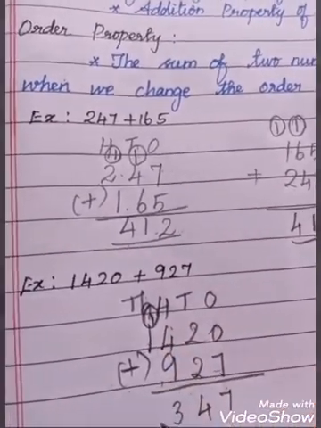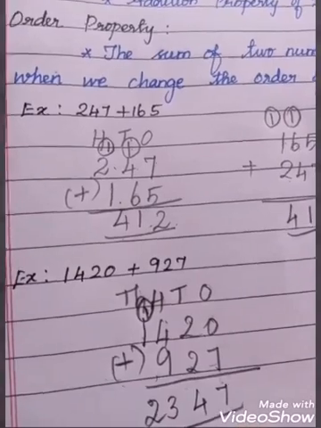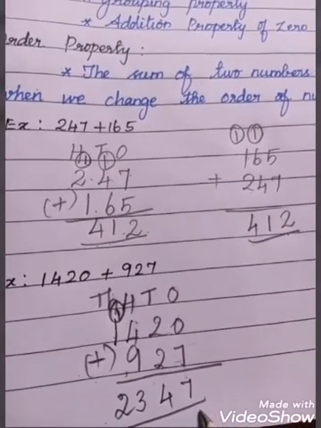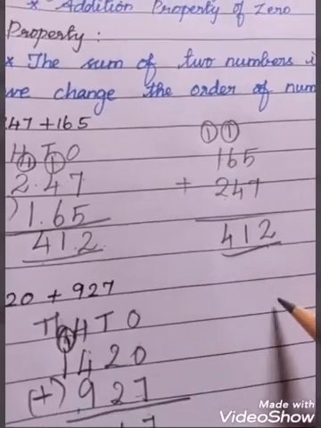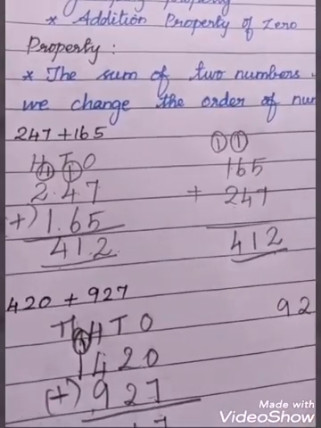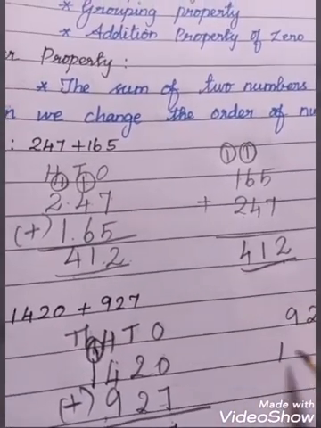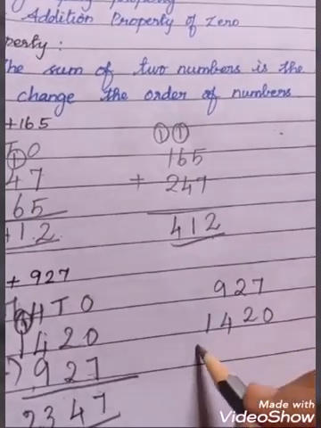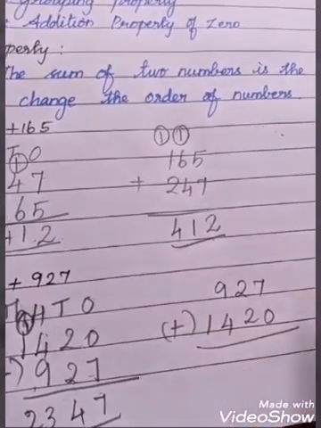So 1 plus 1 is 2. So the answer is 2347. If we change the order, we can write 927, and the second number is 1420.